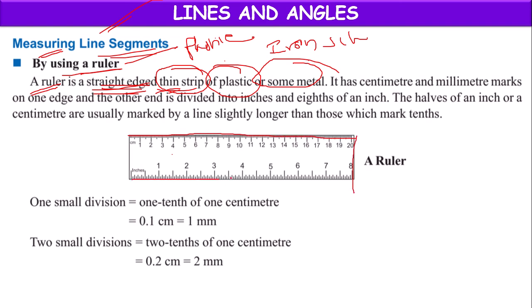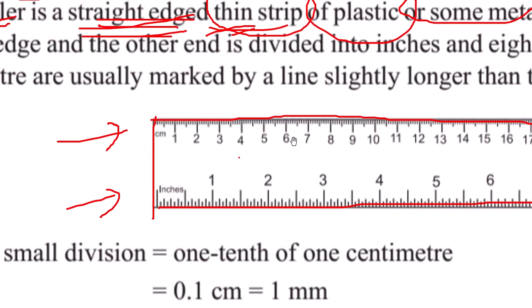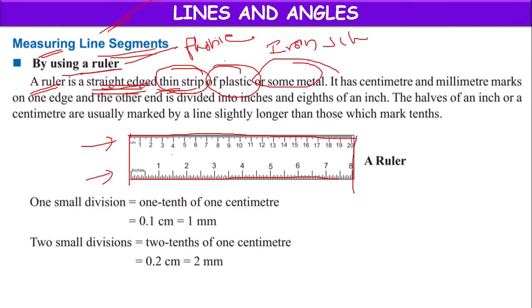All the edges of the ruler will be straight. So it's a thin strip of plastic or metal having straight edges, and it will have some calibrations. It will be engraved with some measurements. On the upper portion it will have centimeters, and on the lower portion it will be calibrated with inches. The centimeters again will be divided into millimeters, because each centimeter is equal to 10 millimeters.